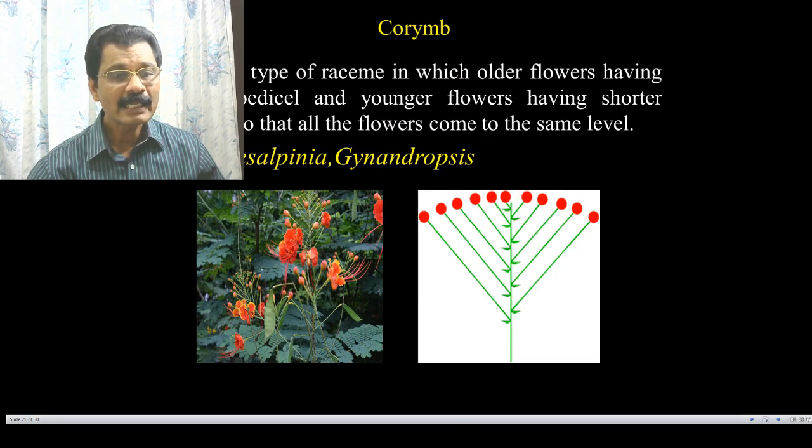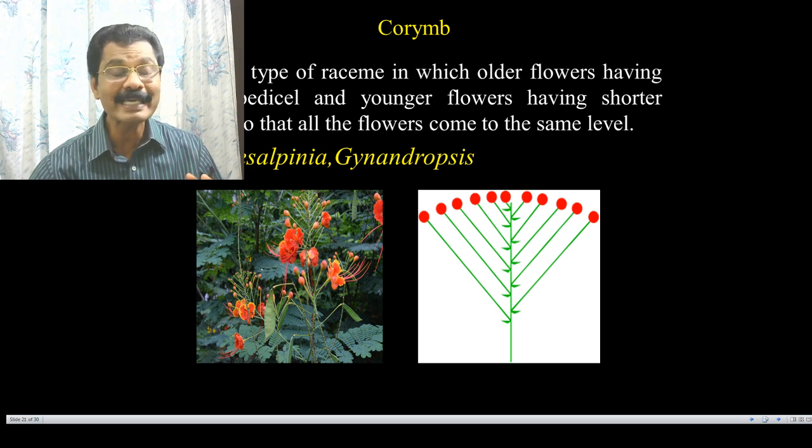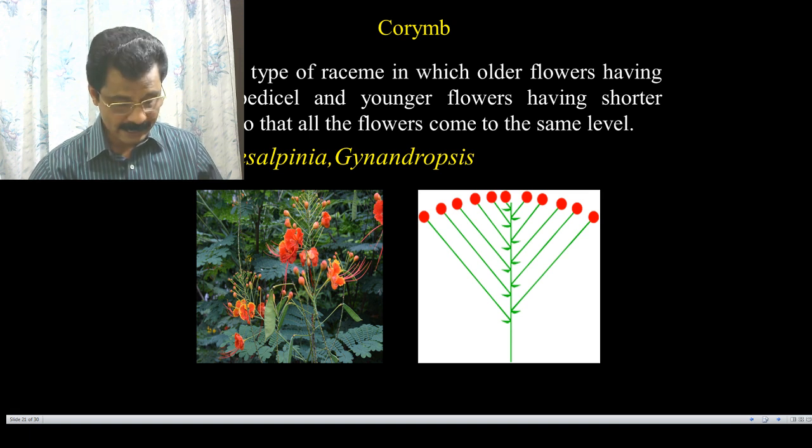Yes, and then the fifth one is corymb. This is a type of inflorescence in which the older flowers having longer pedicel and shorter, younger flowers having shorter pedicel. And this type of inflorescence is called corymb inflorescence. Examples are Alpinia pulcherrima, Gynandropsis. You can see this type of corymb inflorescence. Corymb is also a racemose inflorescence in which the older flowers having longer pedicel and younger flowers having shorter pedicel, so that all the flowers come to the same level. And this type of racemose inflorescence is called corymb inflorescence, right?